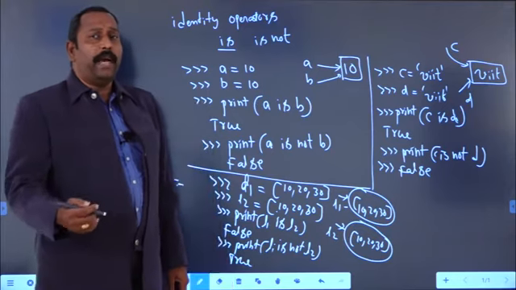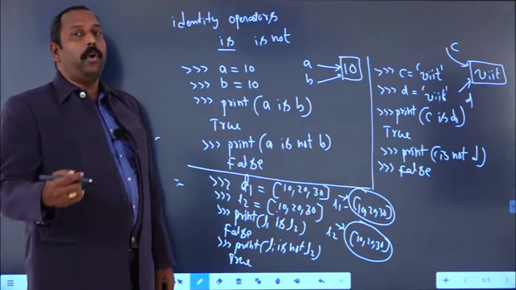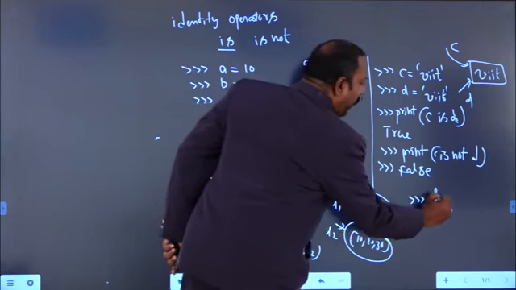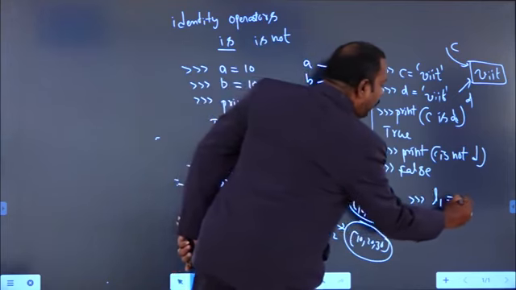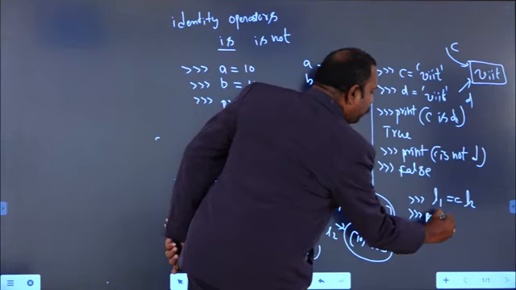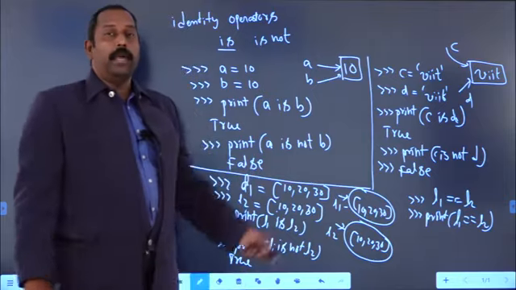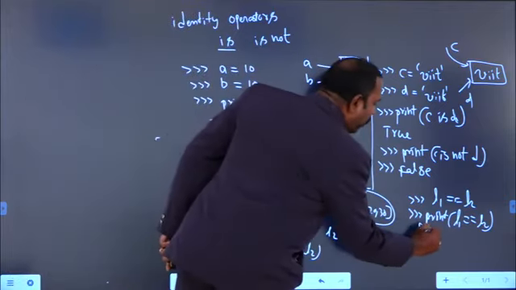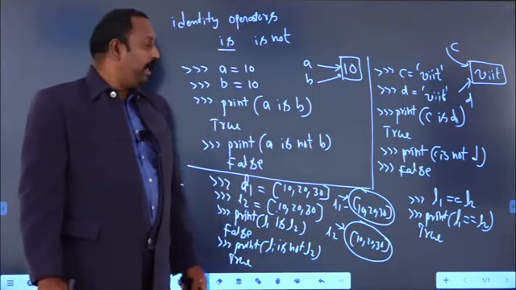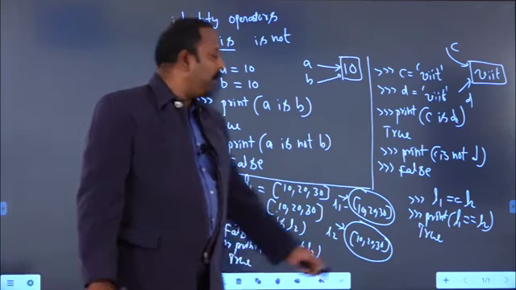Suppose I want to compare the content. Then what operator do we have to use? We have to use the equality operator. Suppose I write print L1 equal to L2, then you will get the output true, because the equality operator compares the content of L1 and L2. L1 content is 10, 20, 30, and L2 content is 10, 20, 30. That's why you get the output true.